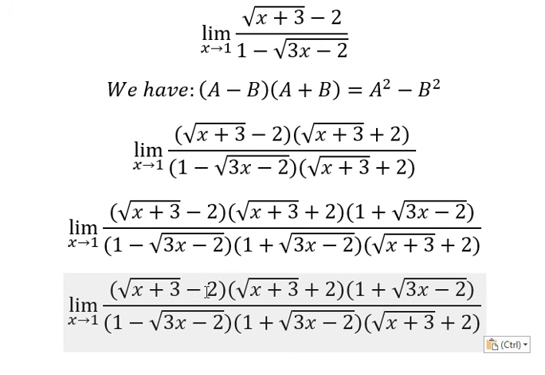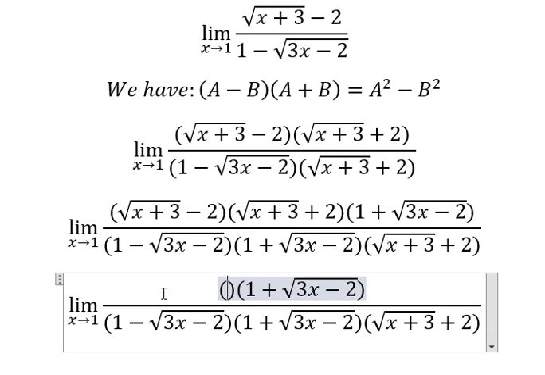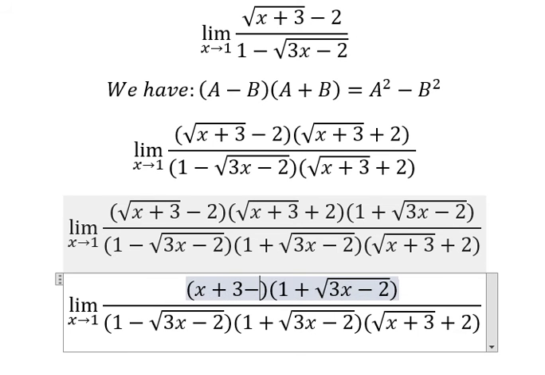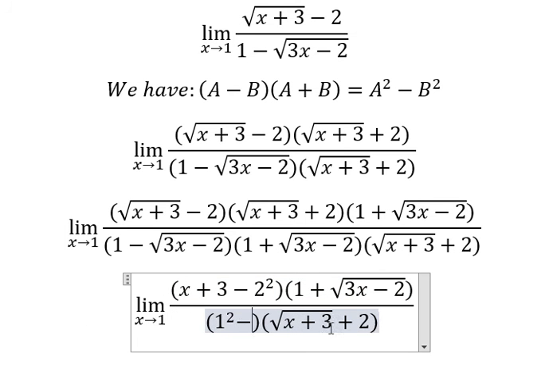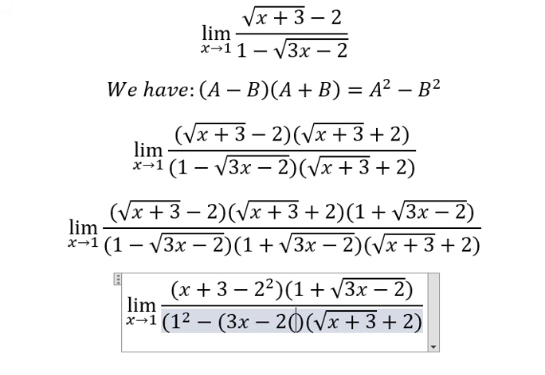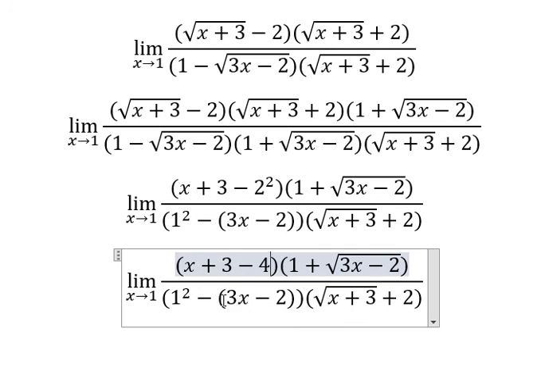So this is about a minus b multiplied by a plus b. And now we simplify. Because we have the power 2 on the square root, so we have s plus 3 minus 2 square. Similar for this one, 1 square minus 3s minus number 2. This is about number 4.